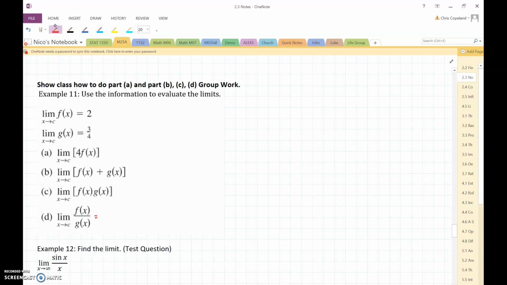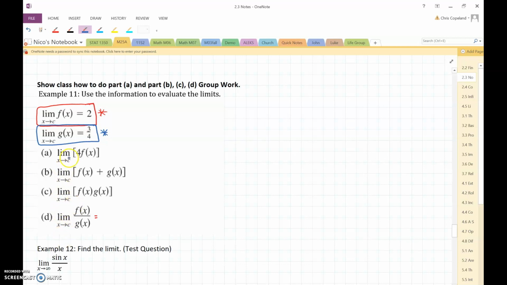Alright, example 11, use the information to evaluate the limits. So we have this piece of information, which tells us the limit of some function f of x as x approaches c is equal to 2. We also have this information, which states the limit of g of x as x approaches c equals 3/4. So let's use those limits to evaluate a, b, c, and d.